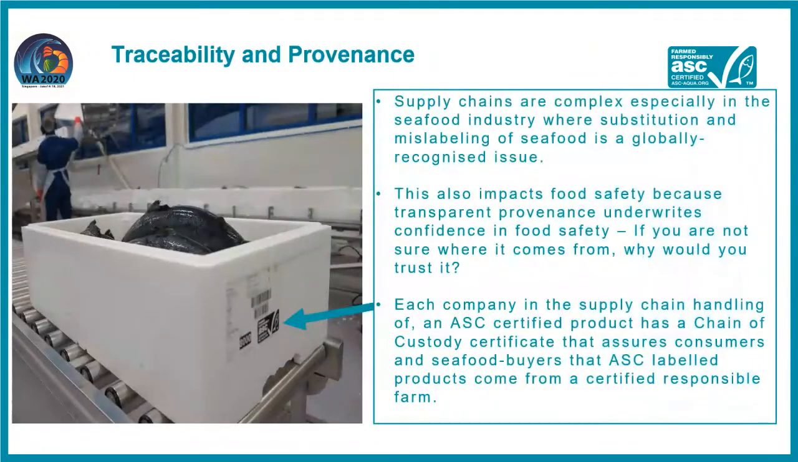With complex international supply chains for many seafood products, substitution and mislabeling of seafood is a globally recognized issue. The ASC Chain of Custody Standard is a traceability and segregation standard that is applicable to the full supply chain, from certified farm to the product carrying the ASC logo. Each company in the supply chain handling or selling an ASC certified product must have a valid chain of custody certificate. This assures consumers and seafood buyers that the ASC labeled products come from a certified responsible farm.